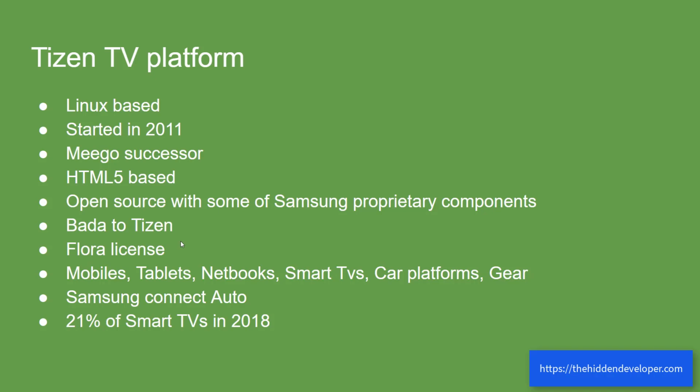When you look at the application areas where Tizen works, Tizen provides an effective platform for mobiles, tablets, netbooks, smart TVs, and car platforms. Even for Samsung Gear, Tizen provides a viable platform where you can develop various applications. Samsung also recently tried out Samsung Connect Auto, where Samsung is rolling out Tizen for car dashboards, a platform where connected autos remain connected through some medium, sharing data, getting updates, etc. So Tizen has already made a good entry in Samsung Connect Auto.